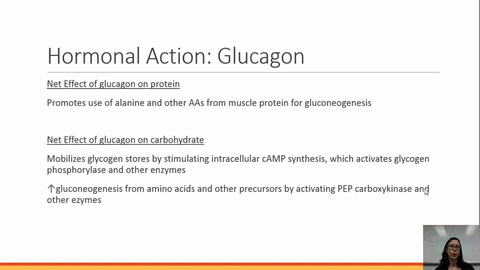Okay, and then we have the hormone glucagon. Glucagon acts on protein, so glucagon is saying there's not enough glucose. So glucagon actually promotes the use of amino acids for gluconeogenesis to make more glucose. For carbohydrate, it mobilizes or breaks down the glycogen so that we can utilize the glucose in the glycogen, and increases the production of glucose via gluconeogenesis from amino acids and other precursors.